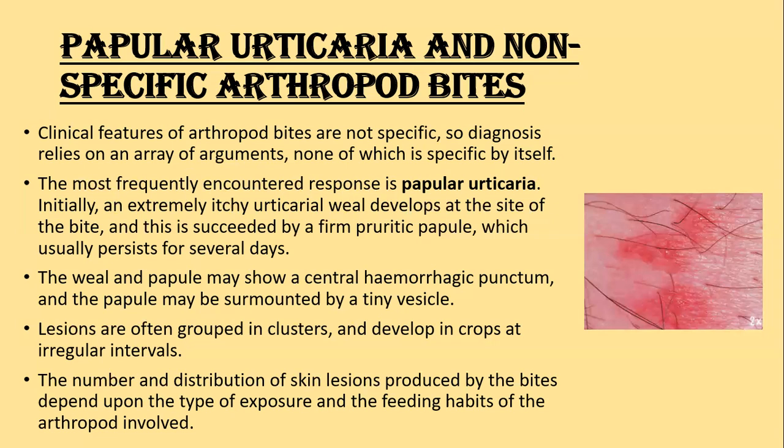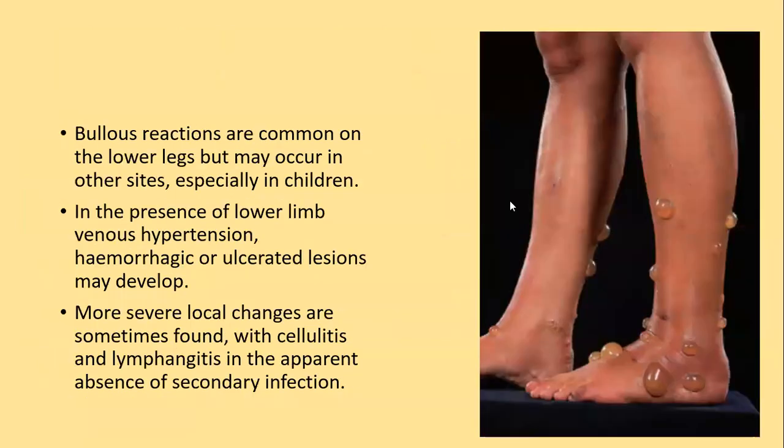In contrast, if the arthropods are crawling insects like bugs, then the bites will occur on hidden, that is, covered areas on the trunk and the limbs. Bullous reactions are common on the lower leg, but may occur in other sites, especially in children. In the presence of lower limb venous hypertension, hemorrhagic or ulcerated lesions may develop.